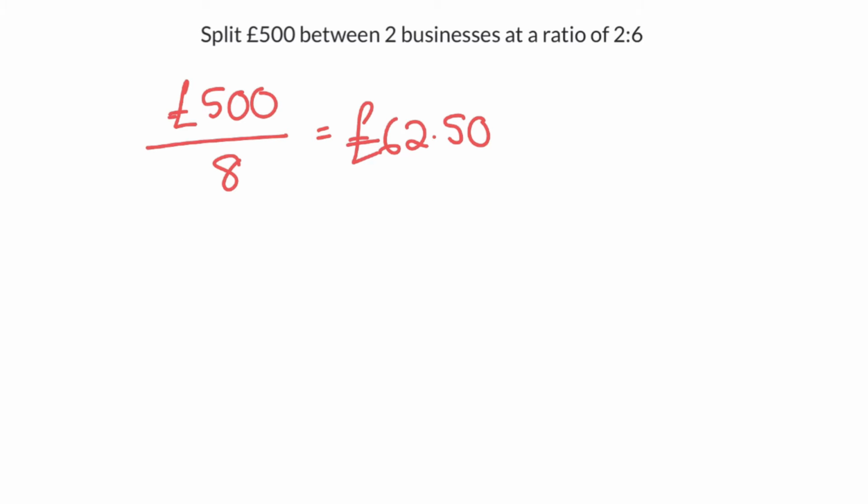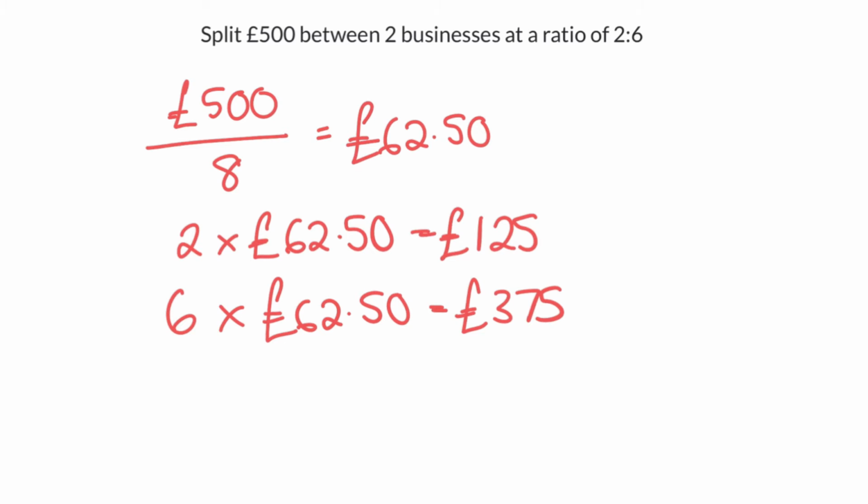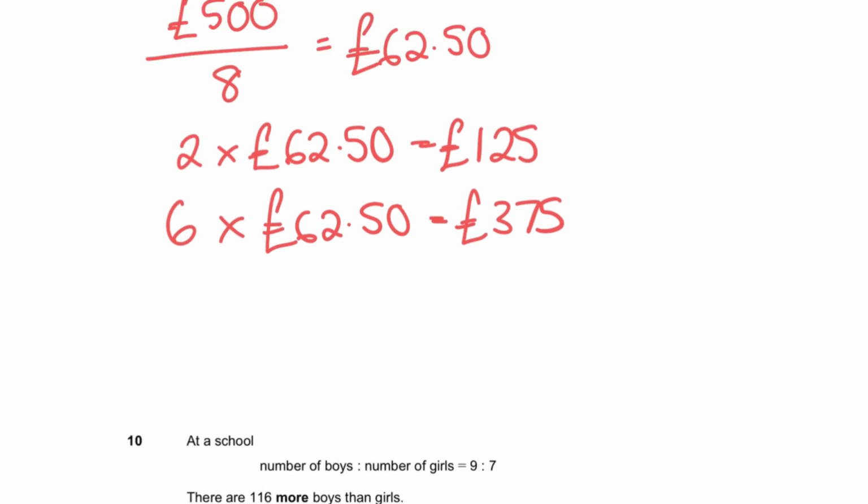So the first business is going to get 2 times £62.50, which equals £125. The second business is going to get 6 times £62.50, which equals £375. So we've split the £500 at a ratio of 2 to 6.